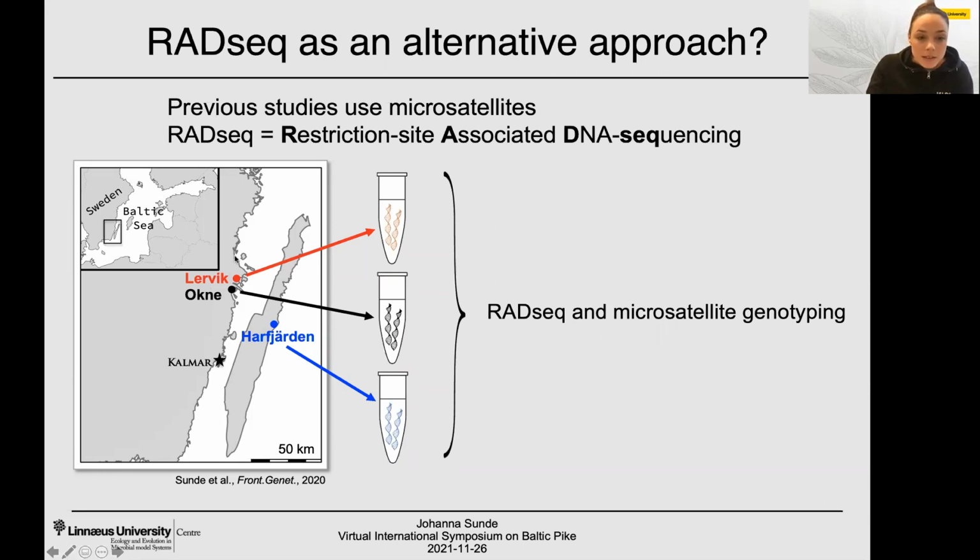So we have 2 populations here. Can you see my mouse? Yes. Two populations that are fairly similar to each other, and they spawn in wetlands close to each other. And then we have another population which is a lot more differentiated from the other populations. We sampled DNA and performed both RAD sequencing and microsatellite genotyping.